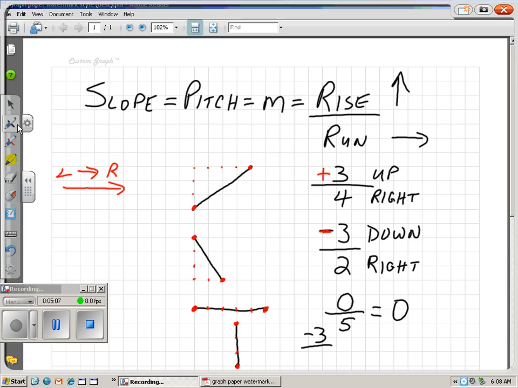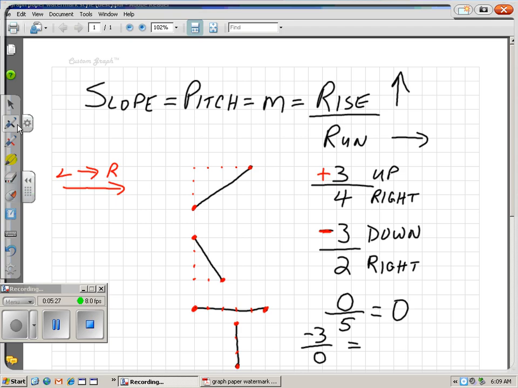And how far did I go to the right? Well, I didn't go to the right. So my run is 0. Now this is a problem because you guys remember we can't divide by 0. Nobody can. So since we can't divide by 0, if you try and put that in your calculator, it's going to come up with an error. So -3 divided by 0 on your calculator will show error.